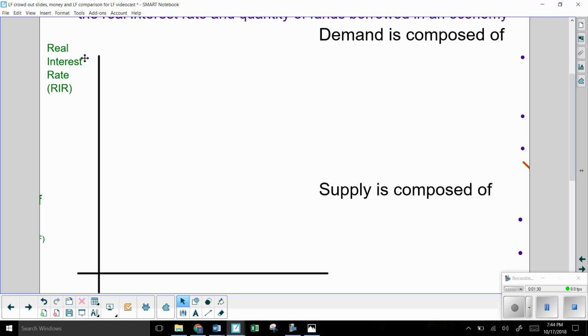So one of the first things when you draw a graph in econ is you want to think about what the axes are, and here's the price of money. But when we're doing lending for a long-term period, we're really quite concerned about the interest we could earn after we subtract off the effects of inflation.